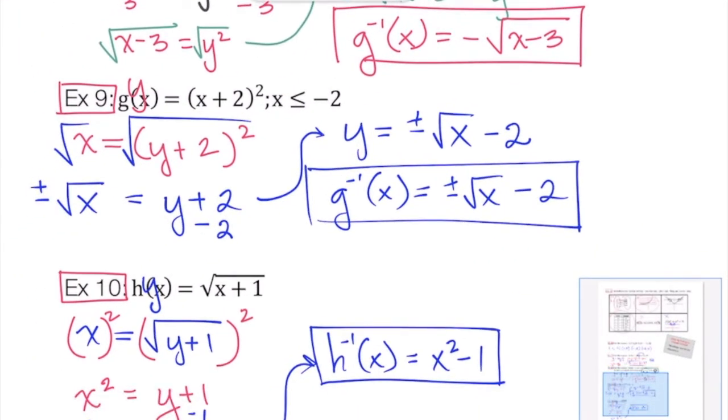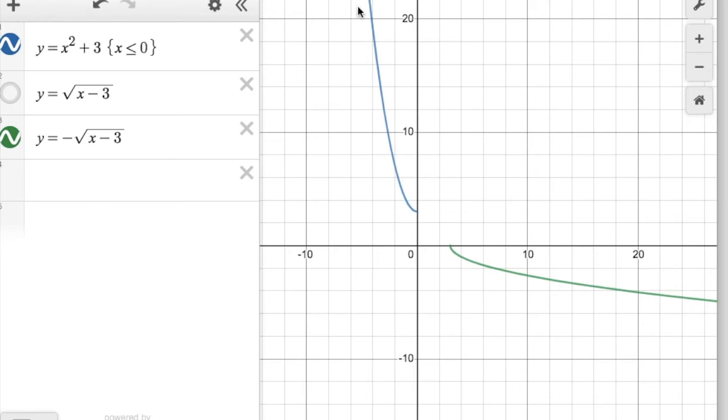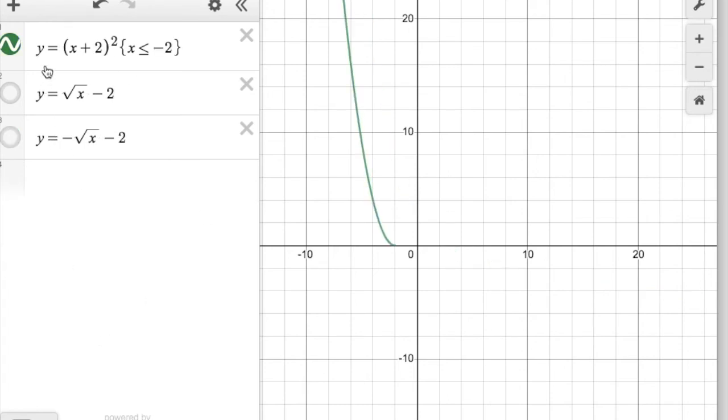Let's go on to the next one. So this is example 9. So here's our original function. It was g of x is equal to the quantity x plus 2 squared, and then we restricted the domain. Again, remember what that looks like. This is a quadratic function, and it was originally right here, but it's been moved to the left 2 units because of this. And then notice the domain is restricted only to that left side, or the negative side of the parabola.